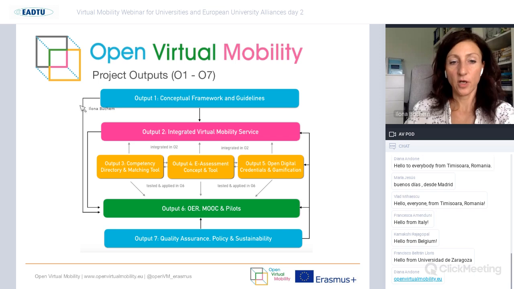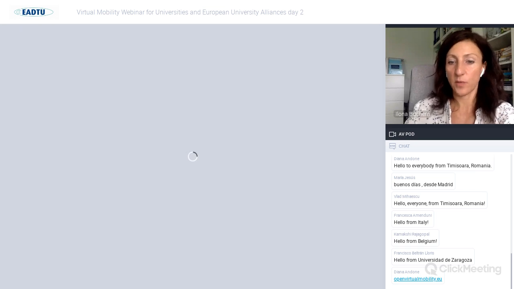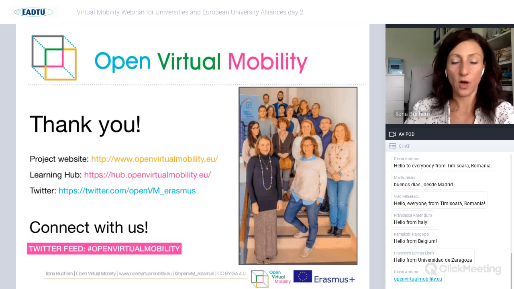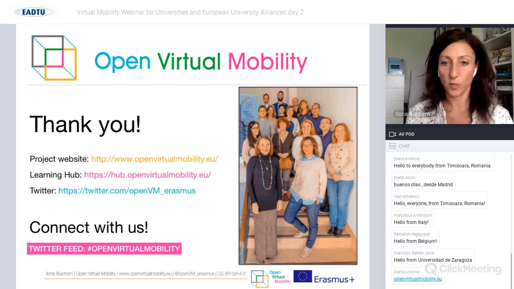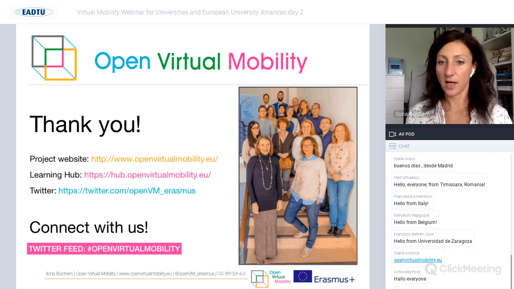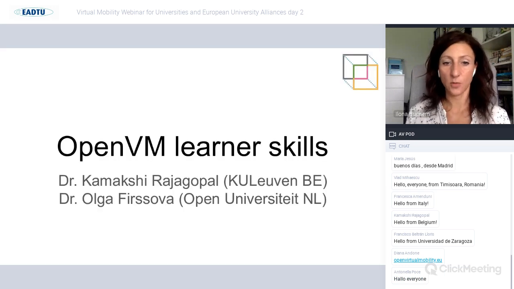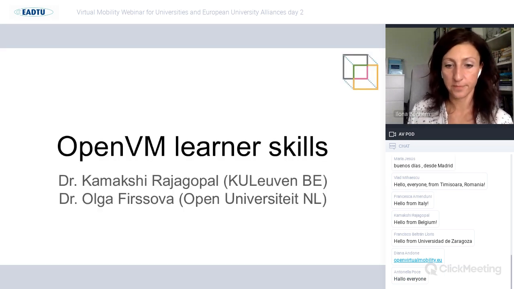And now we are going to jump into the presentations, and we will start with output one. So here you can see basically a visualization of the different outputs, 7 outputs that we have been working on together. And we will present them one by one, so you have a good overview of what we have developed. Thank you so much, and I'm happy that Olga and Kamakshi are going to present now output one, which is the competency framework.